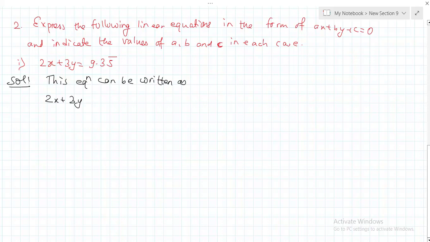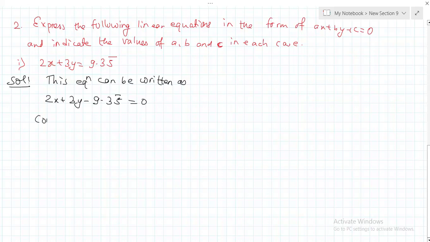Okay, so this plus being to this side, then this will happen minus 9.35 equal to 0. Okay, so now look at this statement. ax plus by plus c equals 0. It is in the form of this. Also, you are asked to find the value of a, b and c. So we have to compare this with this, and then we can write it.